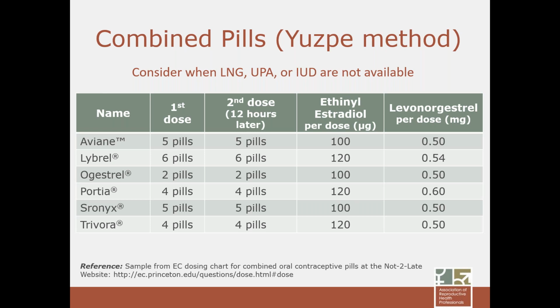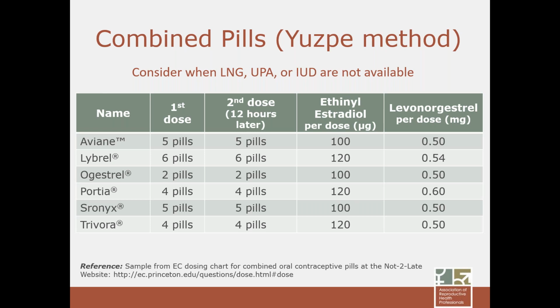The first dose should be taken again as soon as possible, within 120 hours after unprotected intercourse, and the second dose should be taken 12 hours later. You can access a chart with a more comprehensive list of the combined hormonal contraceptive regimens that can be used at the Not Too Late website, and the website is listed there on the slide, so if you want to jot it down or refer to it later, you can.